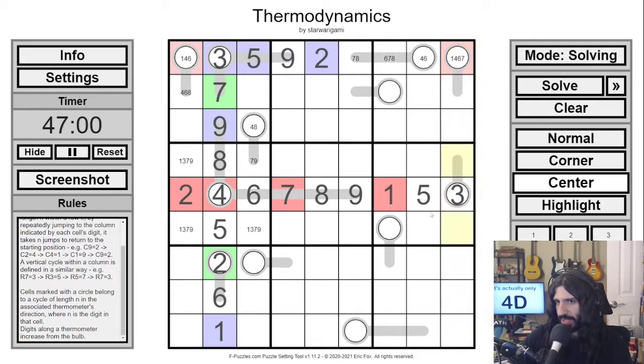So a 5 can't go here or here because there's a 5 here. So a 5 could go in any of these places, probably. And a 5 could go here, I guess, maybe.